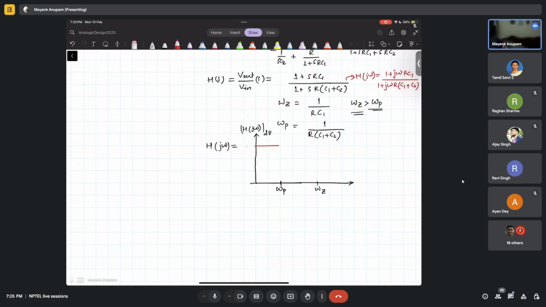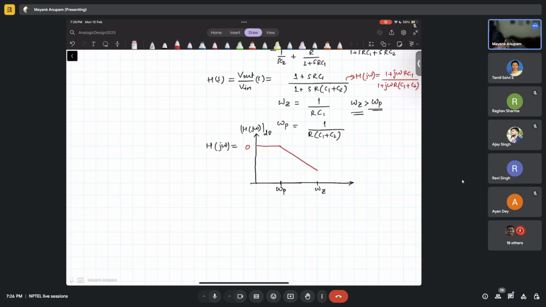Let's say 0 dB is here, and at the first omega p it is. So what will happen after omega p? It will start going down, isn't it? Yes, it will start going down, right?